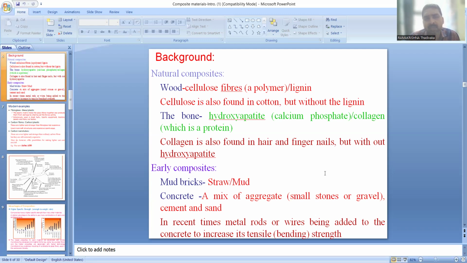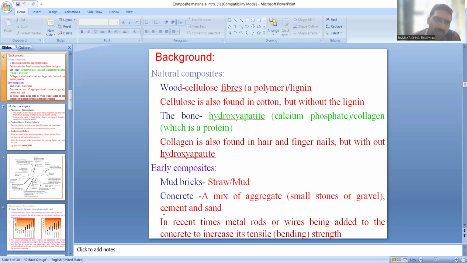Another best example is when we are constructing houses, particularly the roof slab. A slab is a good example of composite, in which the concrete is the matrix and steel bars or rods are the reinforcement. Here, concrete covers the steel rods from environmental effects, but the steel rod ultimately gives the strength to the composite.